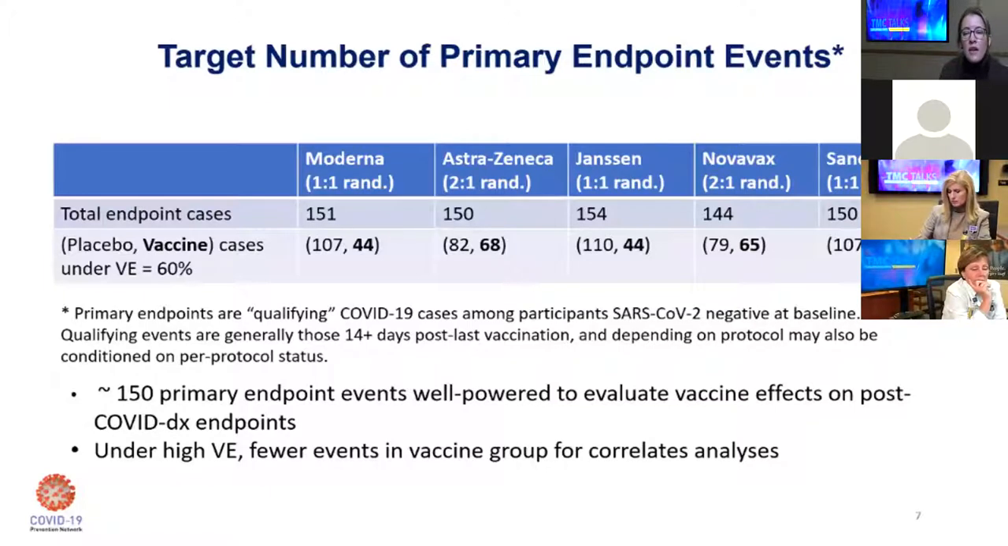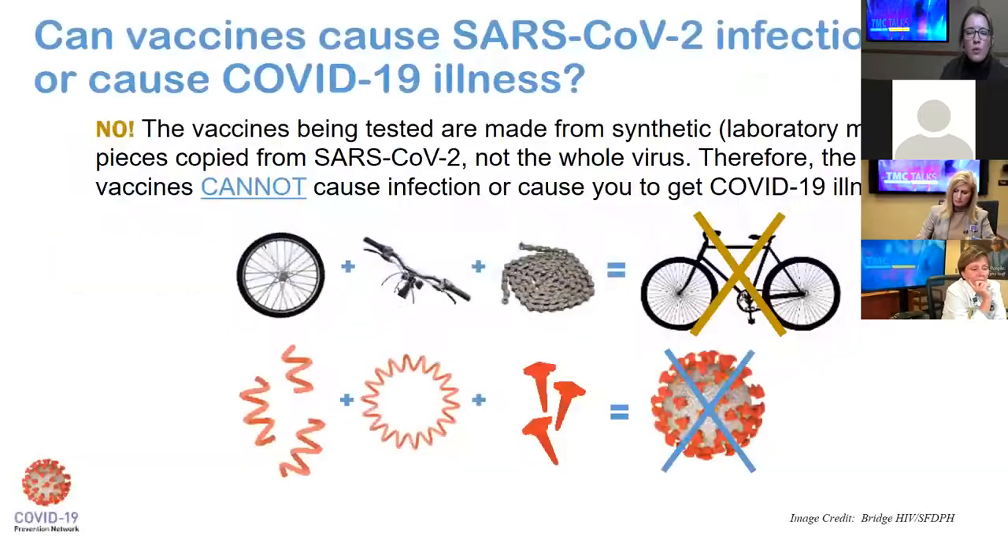And you can see that down the line, AstraZeneca, same thing, we expected 82 among placebo, 68 among the vaccine recipients. And the reason why those numbers change is each study is designed slightly differently. In the Moderna study, 50% of participants would get the vaccine, 50% would get the saline or placebo. Versus in the AstraZeneca study, you have 2 out of 3 chances of getting the vaccine versus 1 out of 3 chances of getting the placebo.